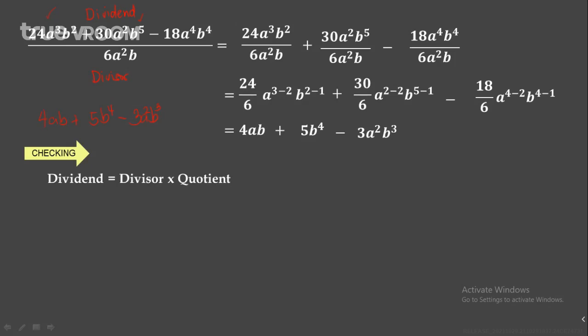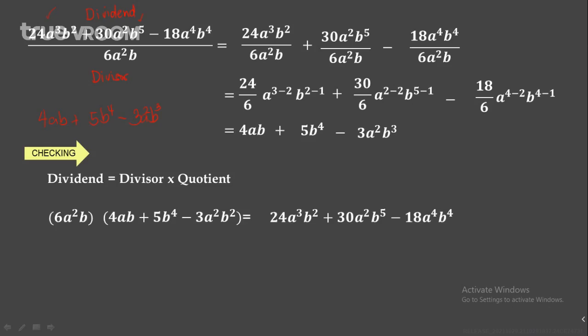So again, to check if you got the correct answer, multiply your divisor, 6a squared b, times your quotient, which is 4ab plus 5b raised to the fourth power minus 3a squared b cubed. Your answer will be the same as your dividend. So that is the correct answer. Do you understand, everybody?